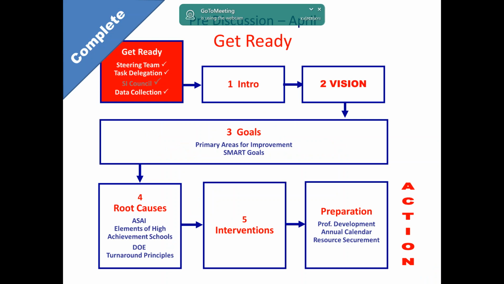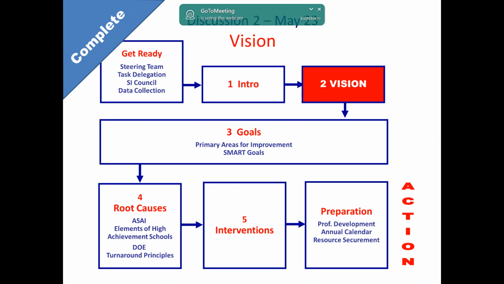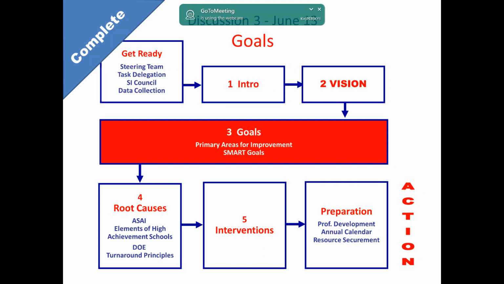We did all the getting ready and collected all your data. We did the introduction. We did the pie in the sky, dreaming about what we wanted your school to be, like the visioning. Last time we met together, we talked about your goals. And you have now established some very broad primary areas for improvement, or PAIs. And then you've also created very specific SMART goals. And those SMART goals are what we're going to focus on today.